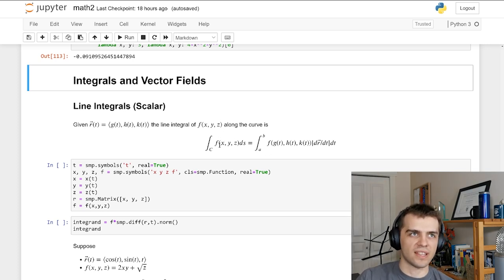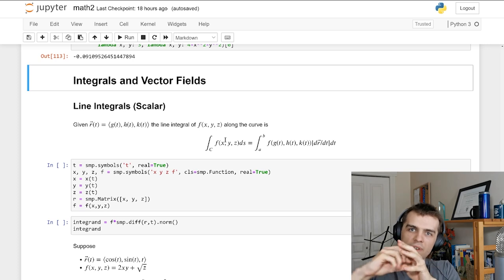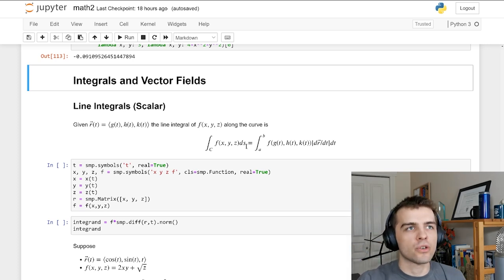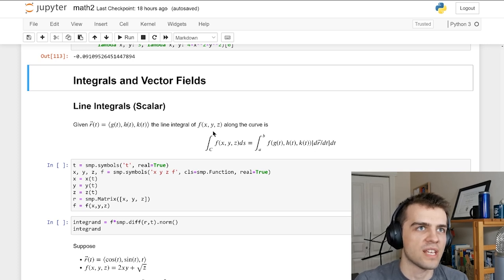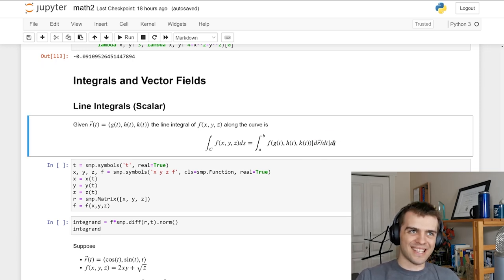The line integral looks like this. So you say ds, which is an infinitesimal element of that curve in space, multiplied by f, and you do that integral along that curve. And of course, along that curve, x is equal to g of t, y is equal to h of t, and z equals k of t. And ds is just equal to the absolute value of dr/dt dt, like this. That's the formula for the line integral.